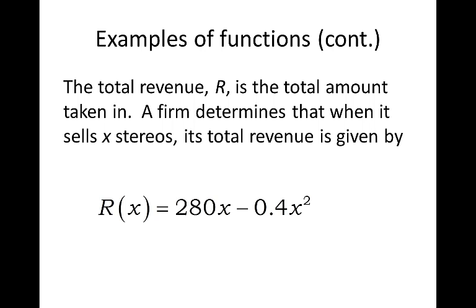Another one: the total revenue is the total amount taken in. A firm determines that when it sells x stereos, its total revenue is given by this formula. r of x equals 280x minus 0.4x squared, where x is the number of stereos. If I said find r of 7, that would give me the total revenue taken in if I've sold 7 stereos, and I just plug a 7 in. So I would say 280 times 7 minus 0.4 times 7 squared, and whatever that came out to be would be my answer.